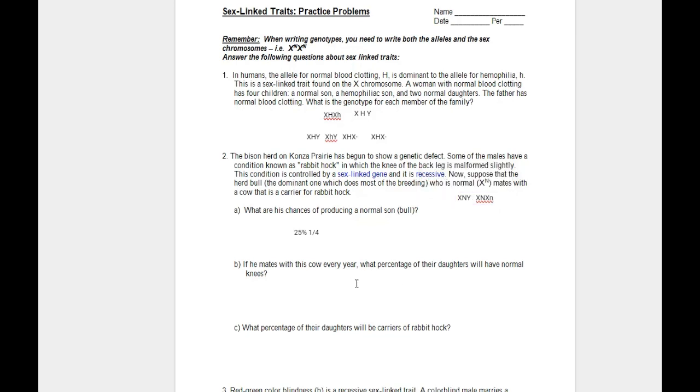Well, all of them will, 100% will have normal, but they'll be carriers. Okay, because they're daughters. Remember, so 100% will have that because they're always going to get that capital N right here from Papa. So that means they're always going to have normal needs, but they can get the small one. They can be carriers. What percent of the daughters will be carriers of rabbit hock? So we can put 50%.